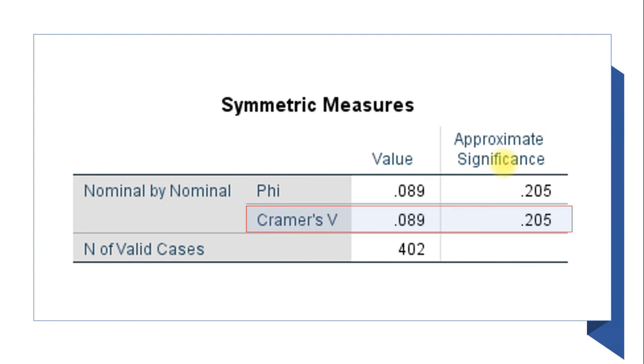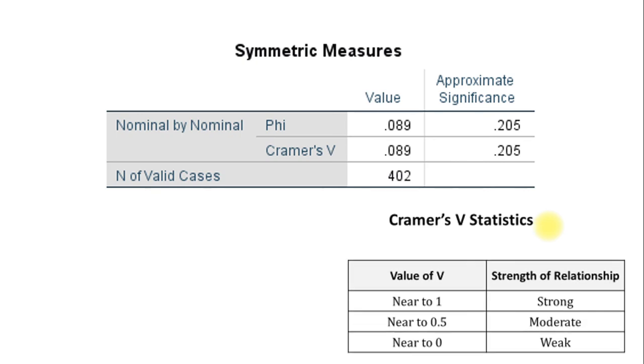Therefore, I should rely upon Cramer's V, and the value of Cramer's V is 0.089, which is not significant. The p-value is 0.205, as you can see here. So 0.205 means 20.5%, which is greater than 5%. This means that this is not significant. So how do we interpret this result? If I compare this with the Cramer's V strength of relationship, the value is 0.089.